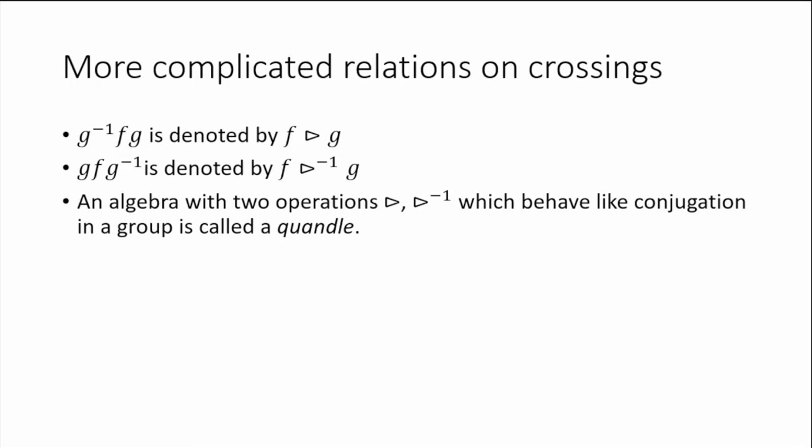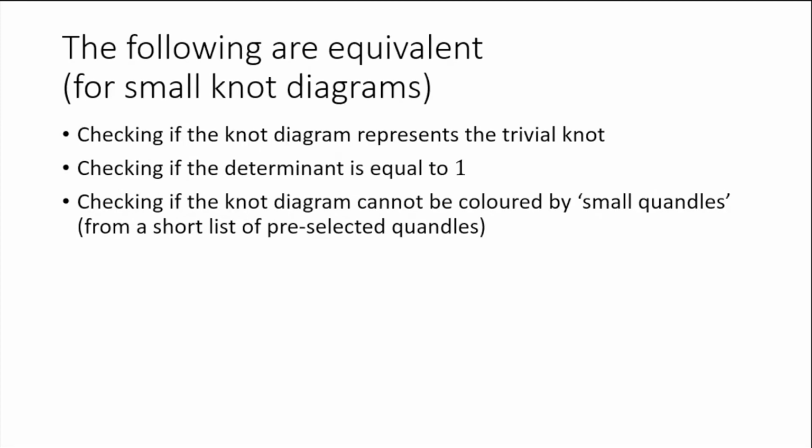And instead of using Fox coloring, we could use somewhat more complicated relations at each crossing, which are expressed in the language of these quandle operations. And quandles are one of the best invariants of knots, and they definitely can be used to find out whether a knot diagram corresponds to the trivial knot or not.